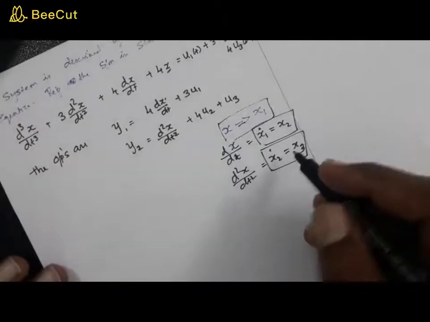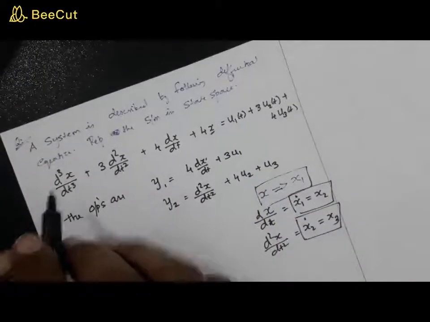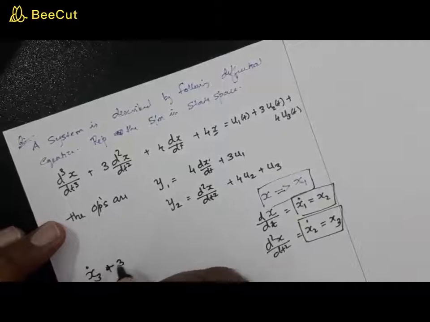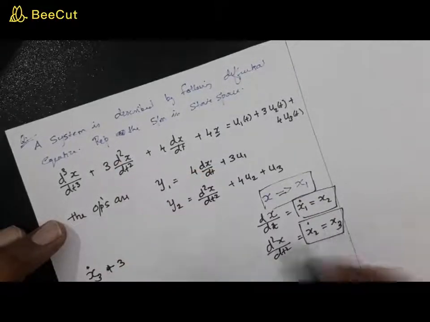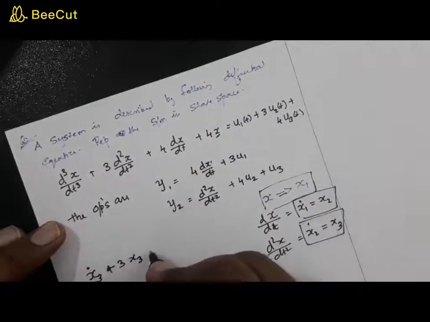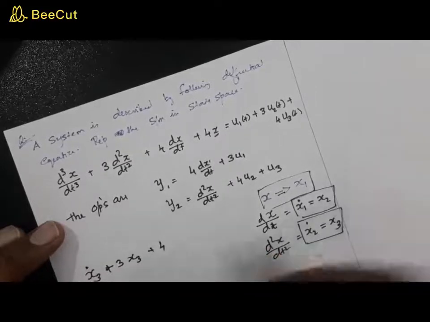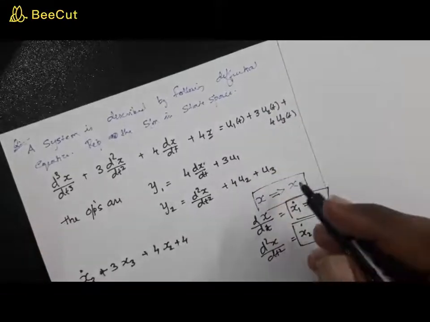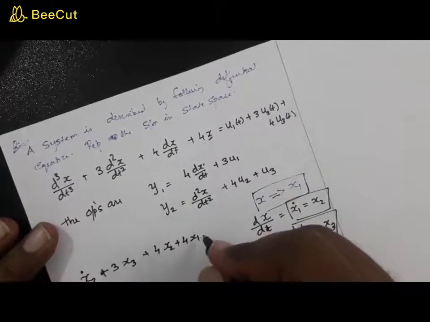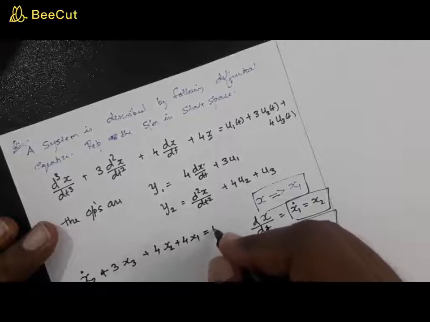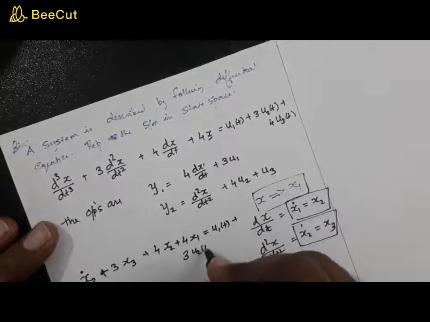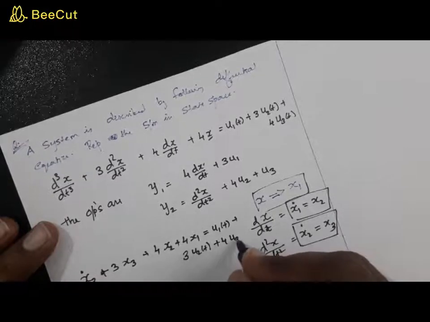Now how will you get the x3 dot? You will get the x3 dot from this equation. So substituting that, you will get x3 dot plus 3 times, what is d square x by dt square? That is x3, right? Plus 4 into x2 plus 4 into x1, right? Which is equal to u1 of t plus 3 into u2 of t plus 4 into u3 of t.